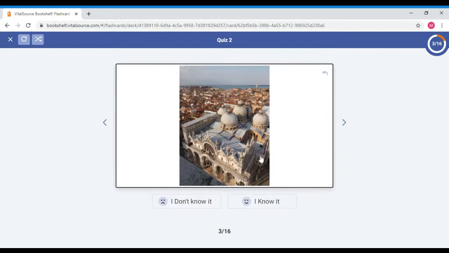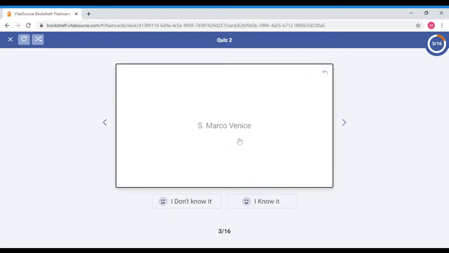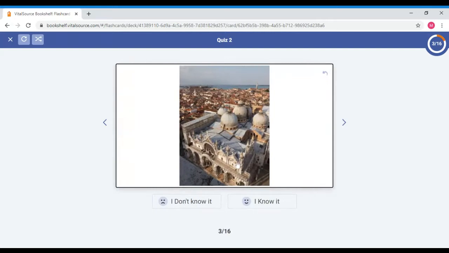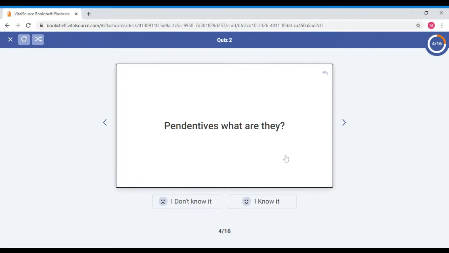So this is St. Mark's Basilica. You also need to know San Marco in Venice. So you also need to know where it was located, but also how it looks. This might be the picture or this might not be the picture. We just sort of know how it looks. That's sort of important.